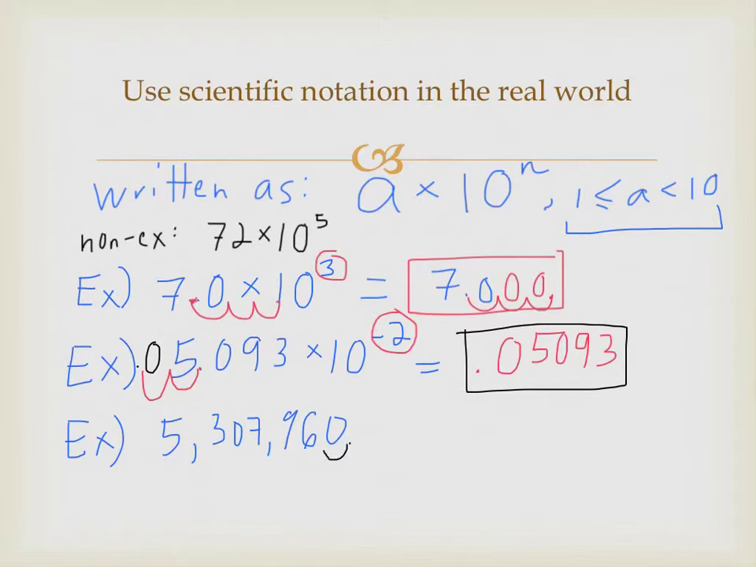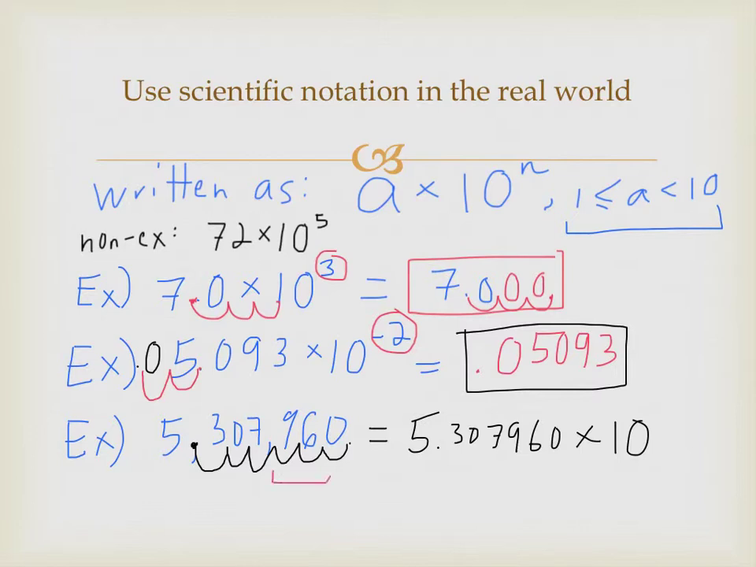So we're at 530.7960. That's too big. Still too big. Let's keep going, and let's keep a running count here. Okay, there we're at 53.07960. 53 is still bigger than 10, so we'll go one more. Boom, that's where our decimal place is going to go. That'll be 5.307960 times 10 to the, well, we went 1, 2, 3, 4, 5, 6. That'll be times 10 to the 6th.